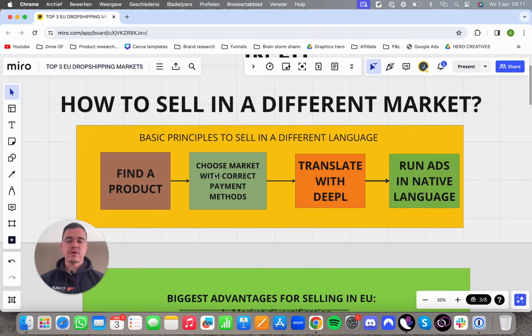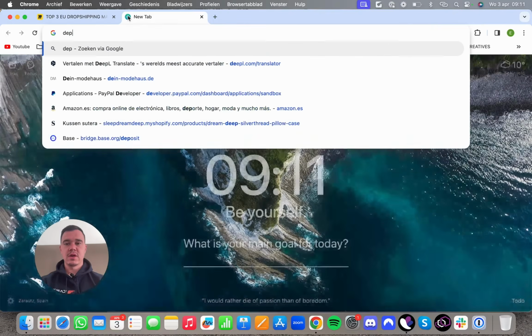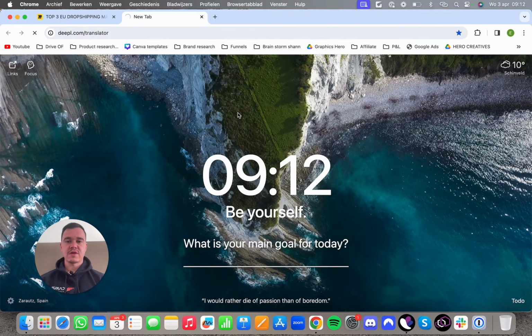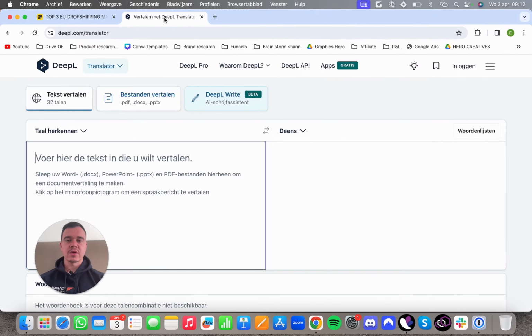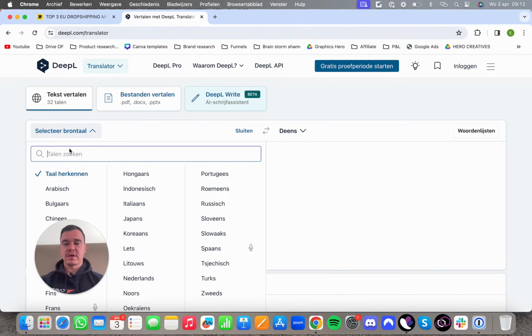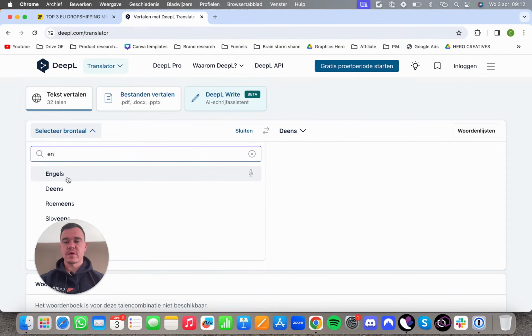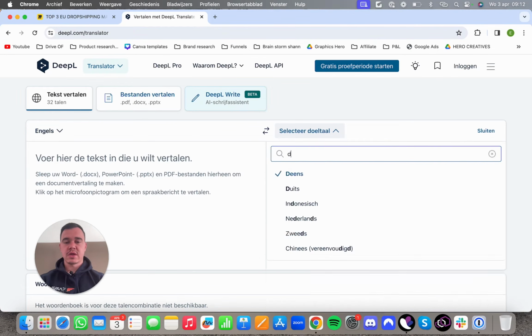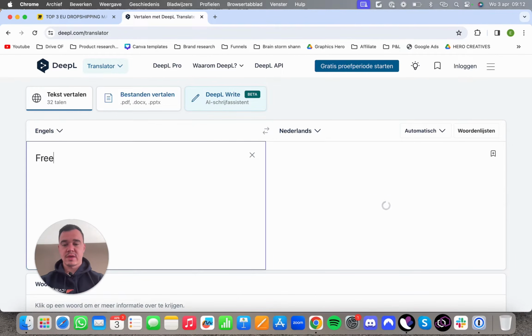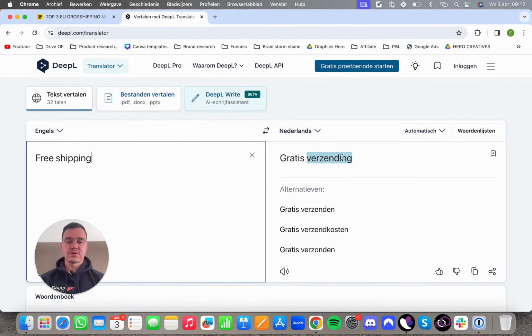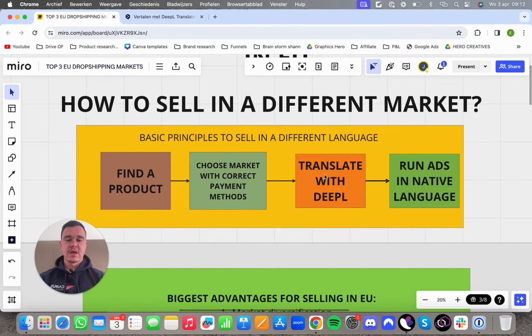Well, once you chose the market, we need to translate it. It's a pretty simple tool to do it. It's called DeepL. As you can see, it is a tool to translate every language into the language that you want. So if you want to select Dutch right here, if you want to go from English to, let's say, Dutch, and that is the Netherlands, then we can type something like "free shipping" and it will translate it instantly. Pretty easy. So after we have translated with DeepL, we need to run ads in the native language as well.